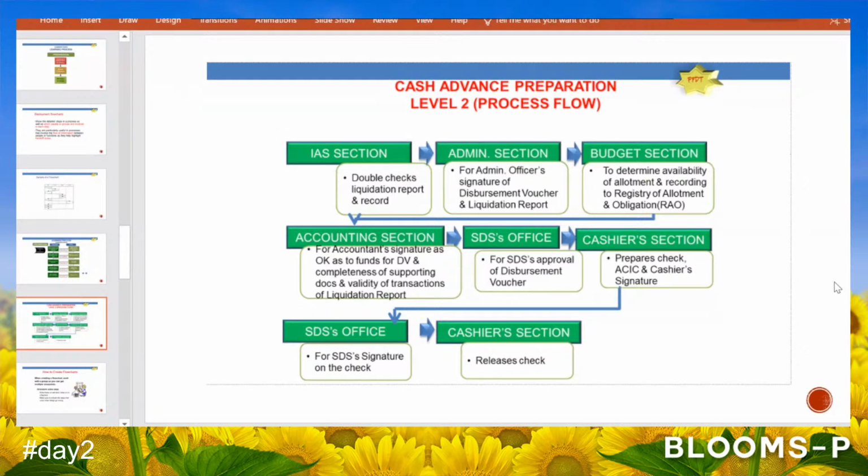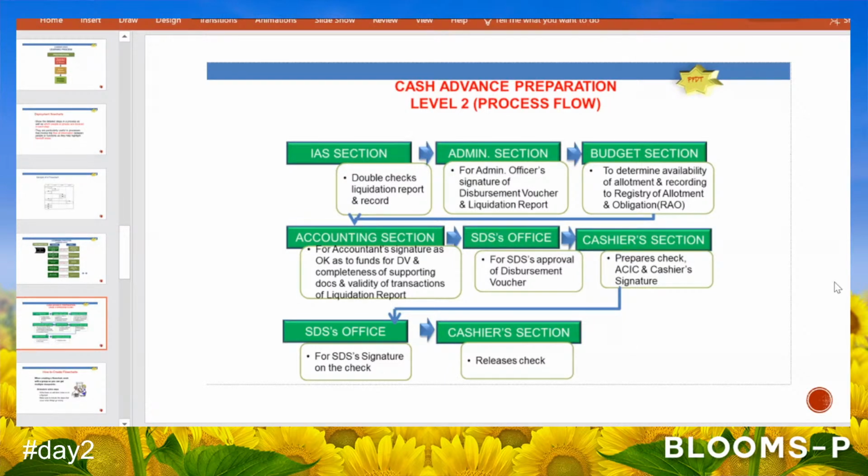Okay. Now let's try to put it in an office situation. Cash advances and preparation. This is on the level 2 process flow. Okay. We have this IAS section. They are in charge of checking and liquidating reports and records. Admin, on the other hand, for admin officers, signature of disbursement voucher and liquidation report. Then it will go to the budget section, of course, to determine the availability of allotment and recording to registry allotment of obligation. Then it will now go to the accounting section for, of course, the accountant's signature, if this file is okay, and the completeness with the supporting documents.